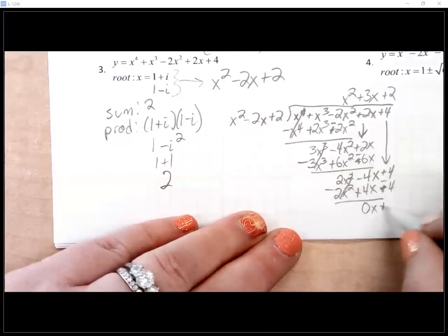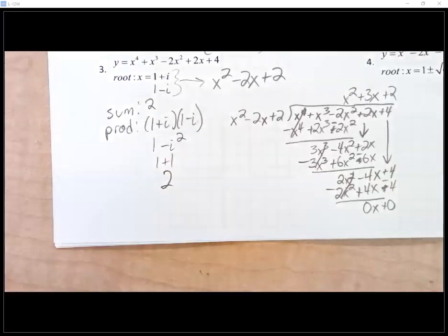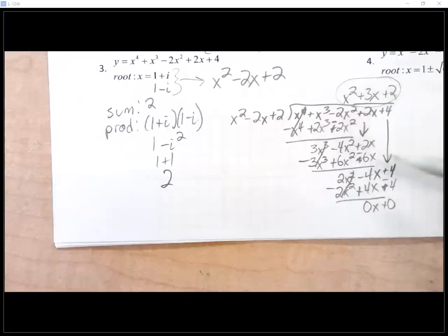And what do you know? I have nothing left to bring down, and my remainder is, in fact, a 0. Yes. Am I done? Oh, you wish. I'm close, though. Now I'm down to this. This is a quadratic I can solve. So if I just solve that quadratic, I'll know what my other two roots are. And luckily, that factors. Thank goodness.